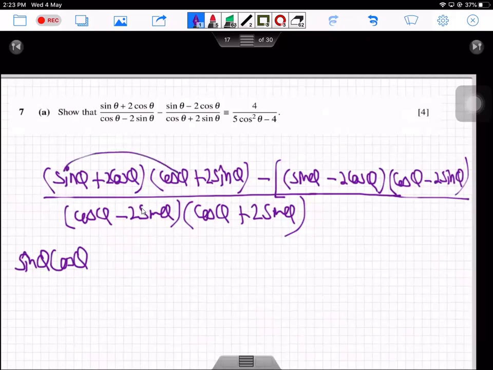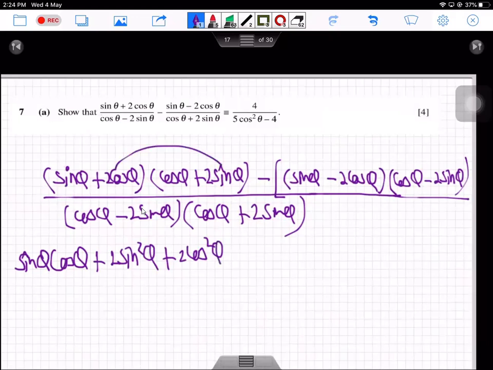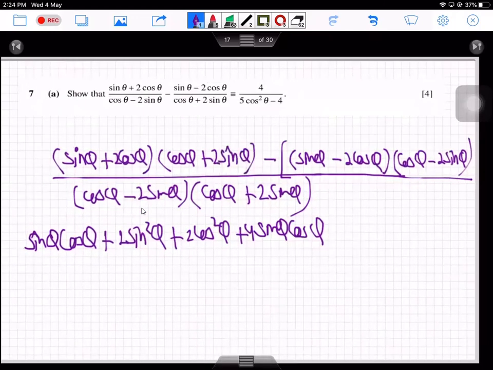Sine theta times cos theta, and then sine theta multiplied by 2 sine theta. So this is 2 sine square theta. And then 2 cos theta is multiplied by cos theta. It will give you 2 cos square theta. And then 2 cos theta is multiplied by 2 sine theta. This will be 4 sine theta cos theta. Okay. And then we have a minus sign over here. So I'm just writing this minus sign over here and carrying the further steps in this line.